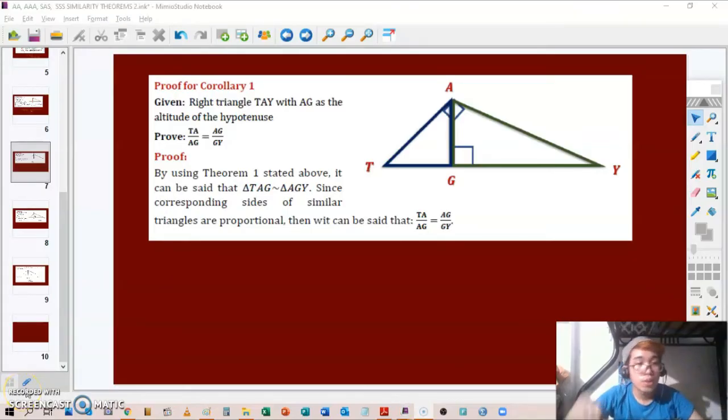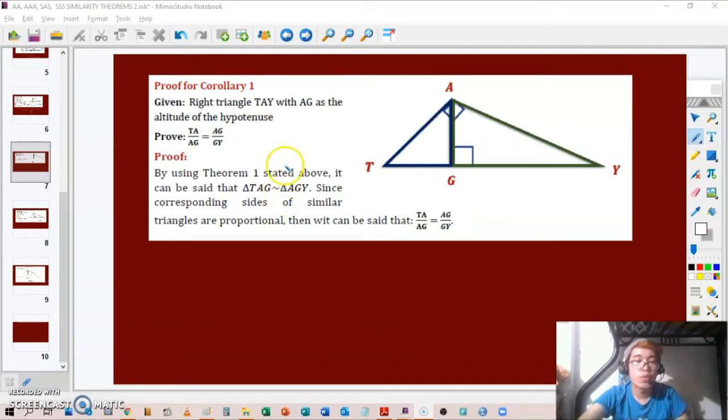Okay, so continuing with our proofs for our theorems for AAA, SAS, and SSS triangle similarity theorems. So we have here corollary number 1. Right triangle TAY with AG as the altitude to the hypotenuse. You want to prove that TA over AG is equal to AG over GY.